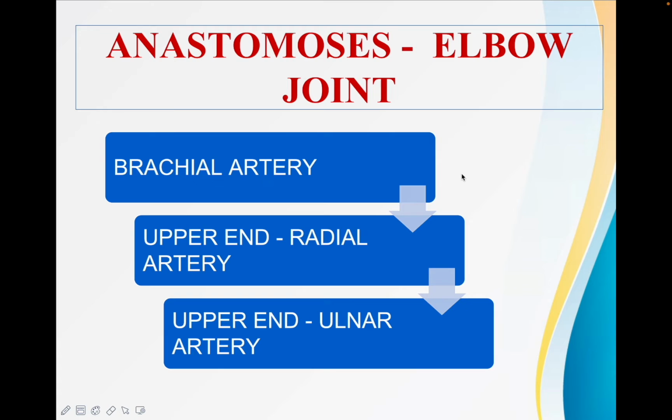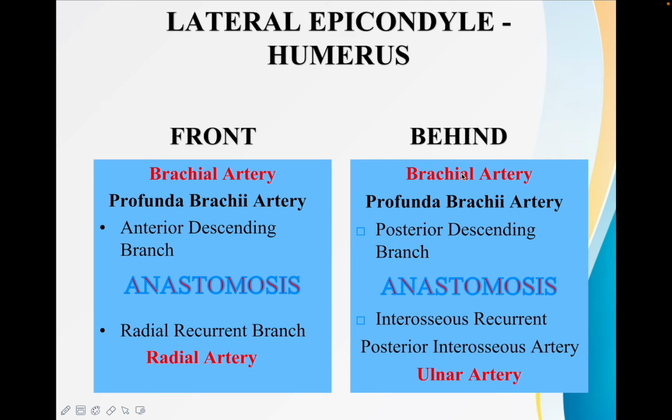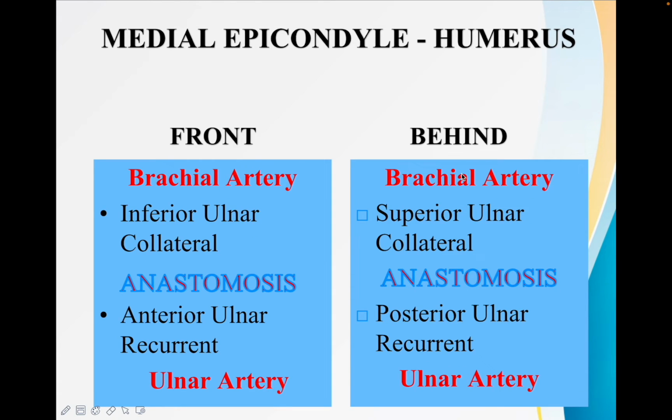Now finally, as we had discussed, there is an anastomosis or communication between branches of the brachial artery and the upper end of the radial and ulnar arteries. There is an anastomosis on the lateral epicondyle side, that is in front and behind the lateral epicondyle, and there is an anastomosis also on the medial epicondyle side, that is in front and behind the medial epicondyle.